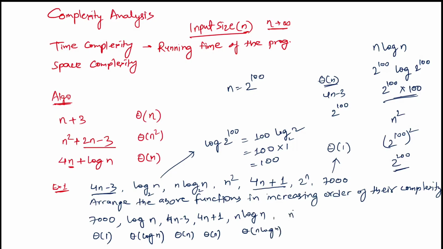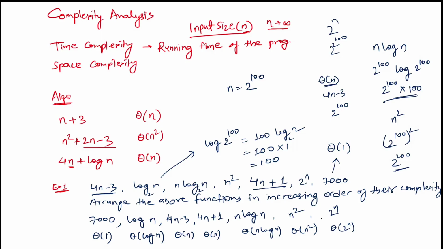Next will come n square, obviously, that is theta of n square we can say. And the last value that will come is the exponential value, that is 2 raised to the power n. 2 raised to the power n is exponential. You write 2 raised to the power n, substitute n's value, and it will be 2 raised to the power 2 raised to the power 100, which we cannot even think what will come. Okay, so which is much bigger than the rest of the complexities.